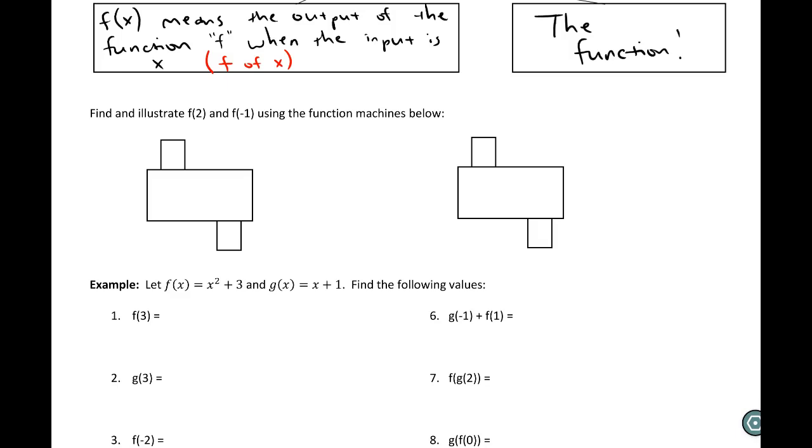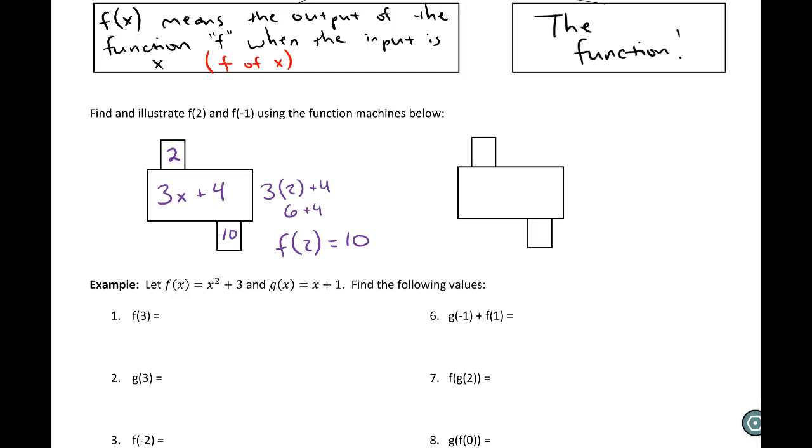So here we've got 2. I want to put 2 into my 3x plus 4 function. All I'm doing is swapping out x for 2. Figure out, okay, what's 3 times 2 plus 4? Don't need that parentheses there. 3 times 2 is 6, plus 4 is 10. So we can say that f of 2 equals 10.